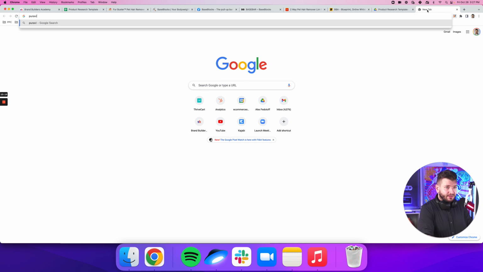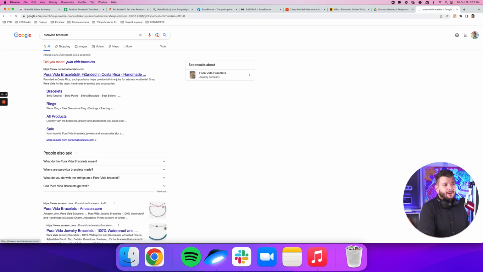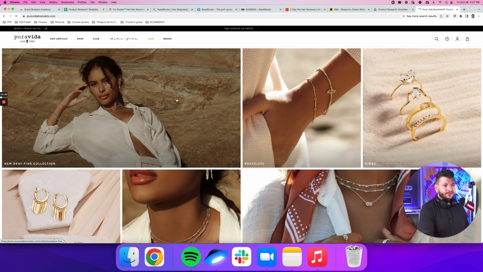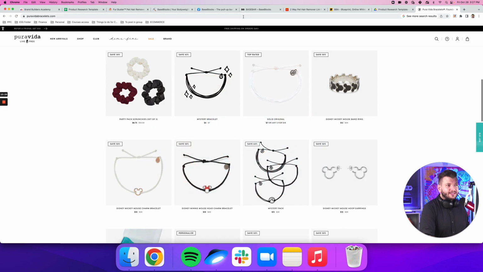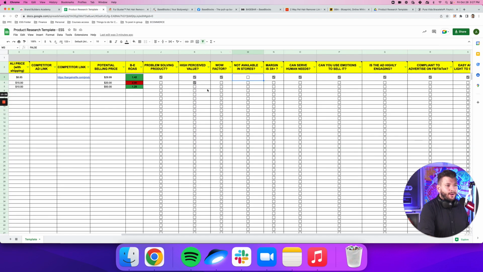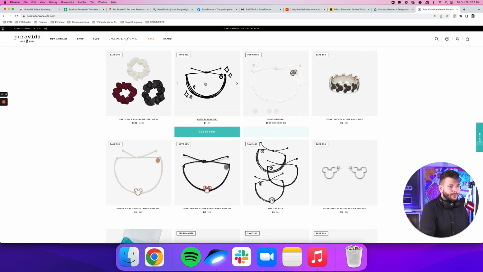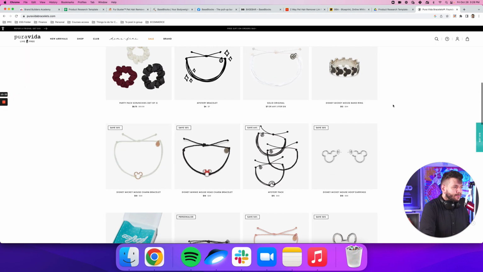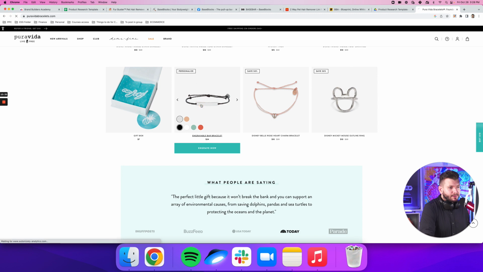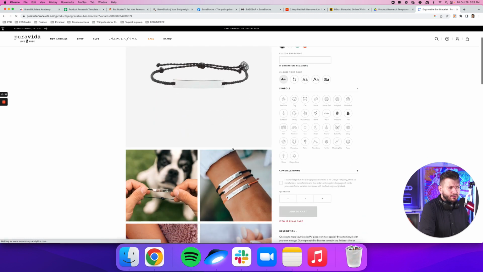So if we have these Pura Vida bracelets, let's break it down, like how this is positioned. Now, it doesn't solve any problem. So you can see these reasons for people to buy products. For some products, they will be different than for others. So for this one in particular, let's say we do this one here.